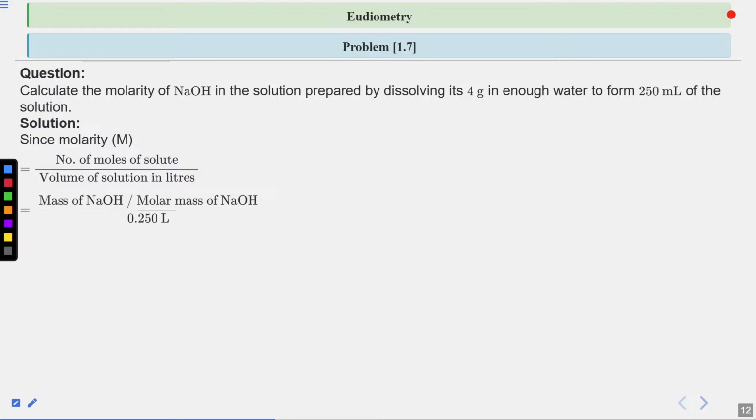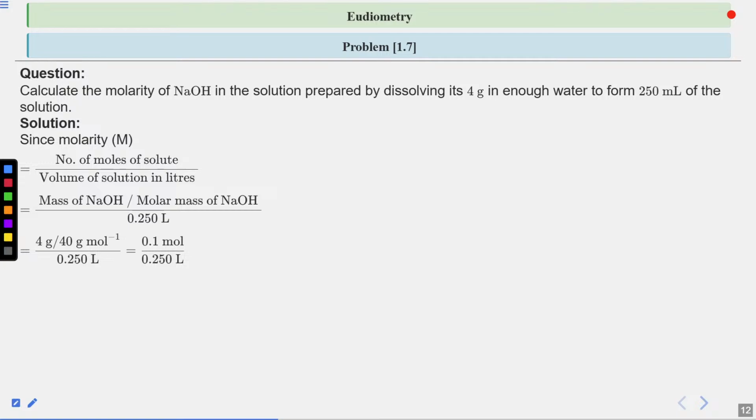Then to calculate the number of moles of NaOH, it will be mass of NaOH divided by the molar mass of NaOH. Okay, so this will be the moles of solute. To get the volume of solution, we divide this whole thing by 1000 to get the volume in liters, because we need the volume in liter. This was our definition.